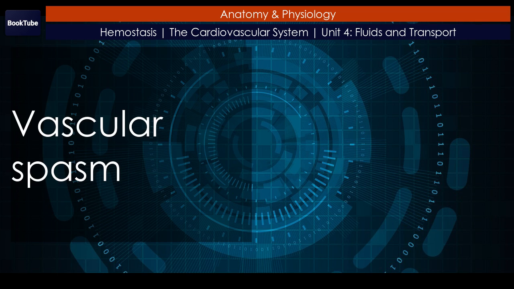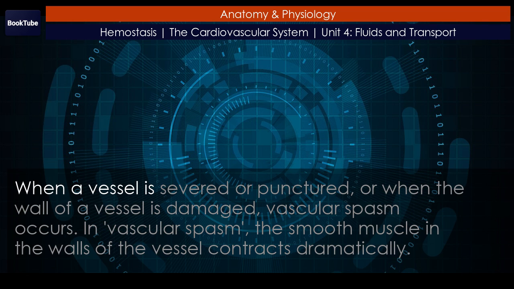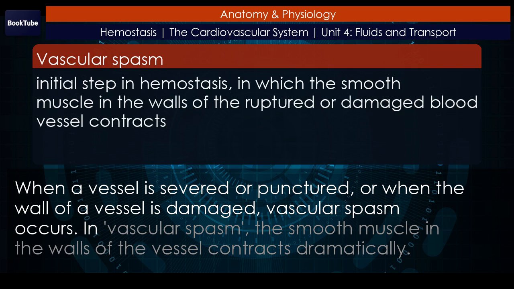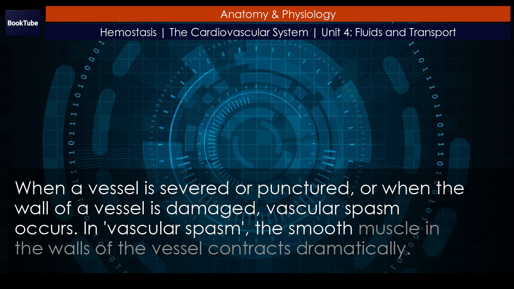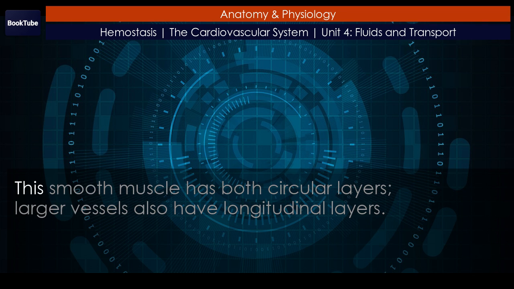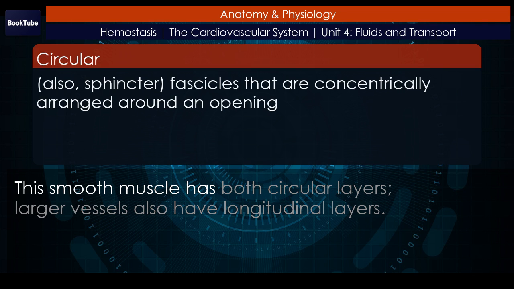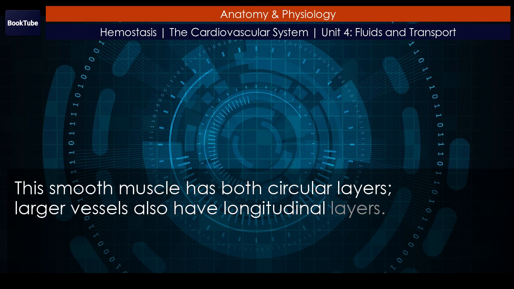Vascular spasm occurs when a vessel is severed or punctured, or when the wall of a vessel is damaged. In vascular spasm, the smooth muscle in the walls of the vessel contracts dramatically. This smooth muscle has circular layers. Larger vessels also have longitudinal layers.